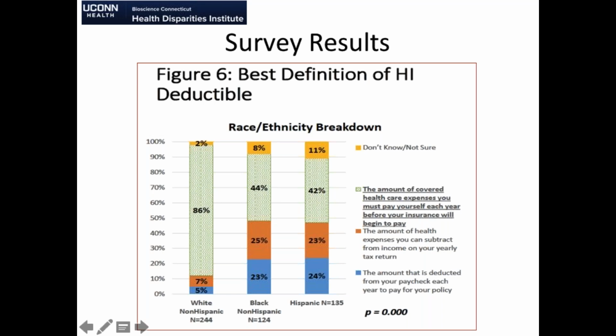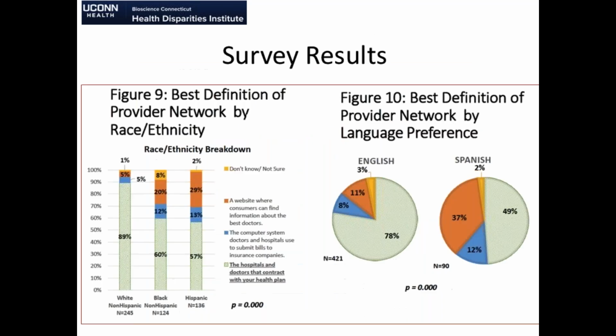But you can see that pervasive racial ethnic disparities are very clear when it comes to knowledge of this vocabulary, and you'll see in a minute on understanding of how to use the concept themselves. Very quickly, best definition of provider network. Well, what would be a provider network for an uninitiated in insurance? The orange says a website where consumers can find information about best doctors. Again, not an unreasonable answer. Or the next one, in blue, the computer system doctors and hospitals use to submit bills to insurance companies. The print is a little small on my computer, so I'm having to put my nose really close to the screen here.